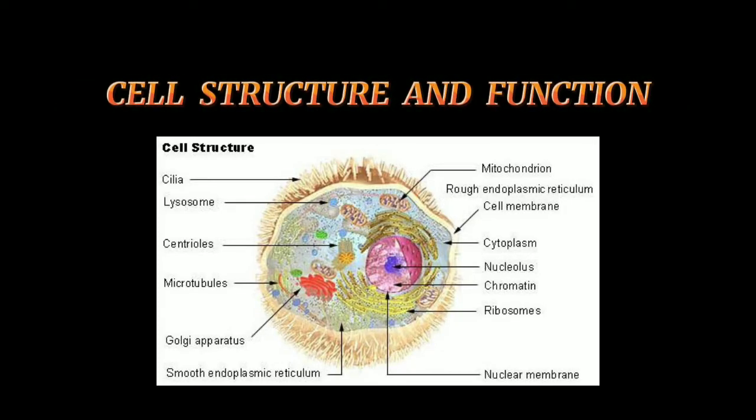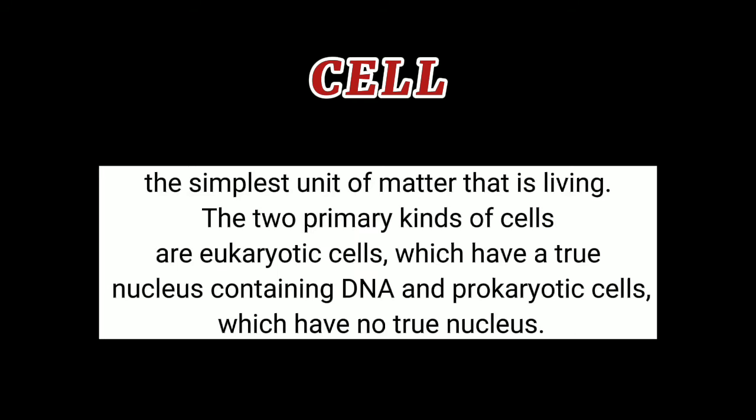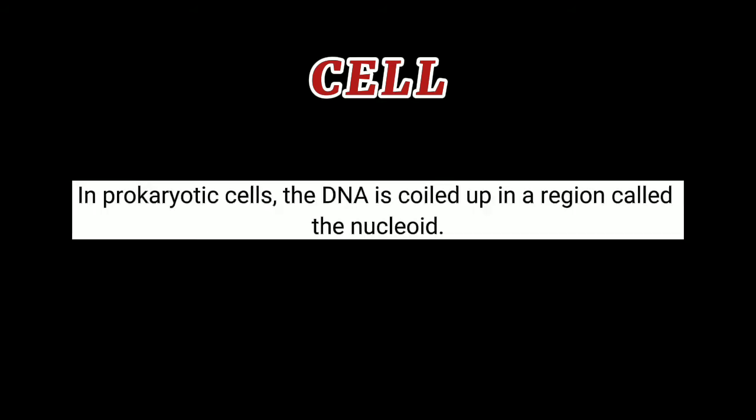Cell structure and function. But before that, we need to define what a cell is. Cell is the simplest unit of matter that is living. The 2 primary kinds of cells are eukaryotic cells, which have a true nucleus containing DNA, and prokaryotic cells, which have no true nucleus. In prokaryotic cells, the DNA is coiled up in a region called the nucleoid.